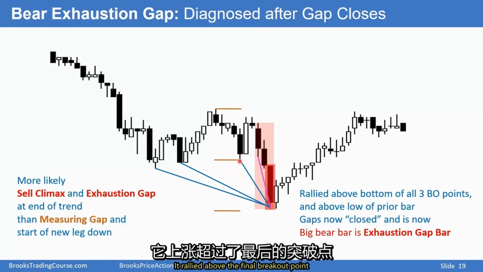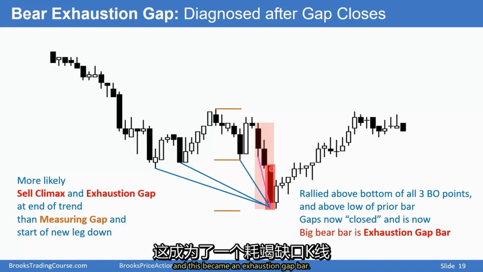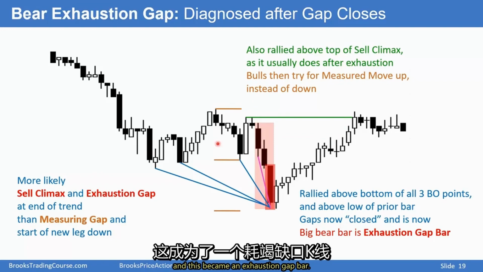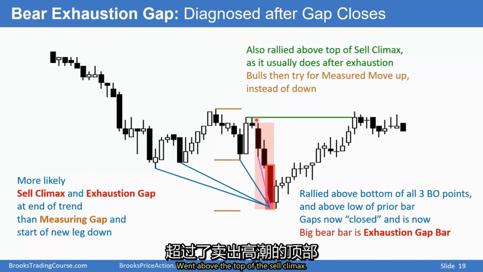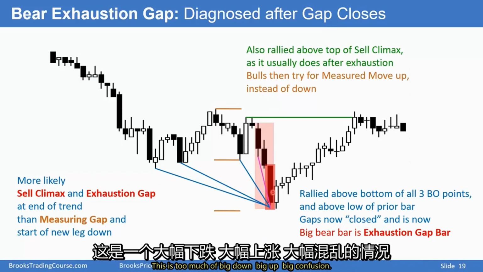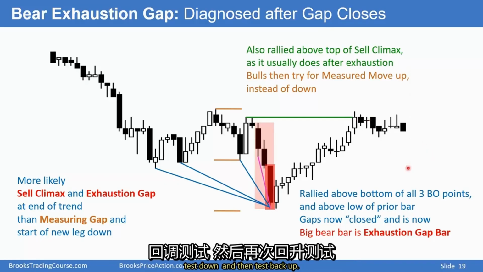It rallied above the final breakout point and therefore an exhaustive sell climax, and this became an exhaustion gap bar. It went above the top of the sell climax. The bears want a double top, break below the neckline, measure move down. This is too much of big down, big up, big confusion. It's more likely the market's going to enter a trading range, test down, and then test back up.